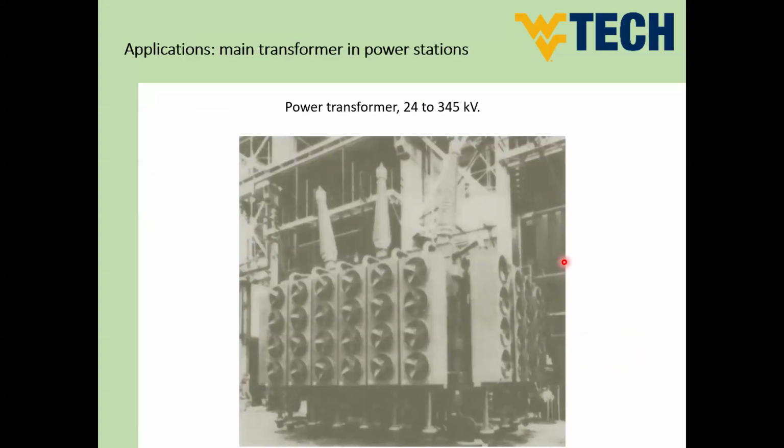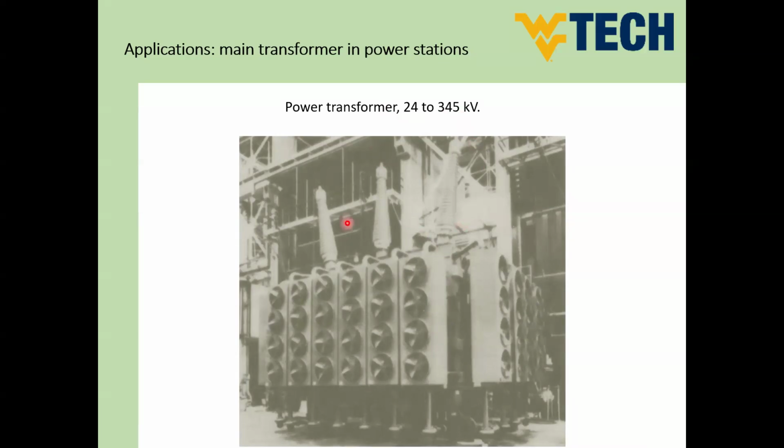In this photo, guys, you can see a high power transformer used in a power plant. This is a 24 to 345 kilovolt transformer. This transformer, guys, is called a generating transformer. So it's used in the generation stage. After the generator, the voltage of the generator is 24 kilovolt, and we step this up to 345 kilovolt in order to transmit this voltage.